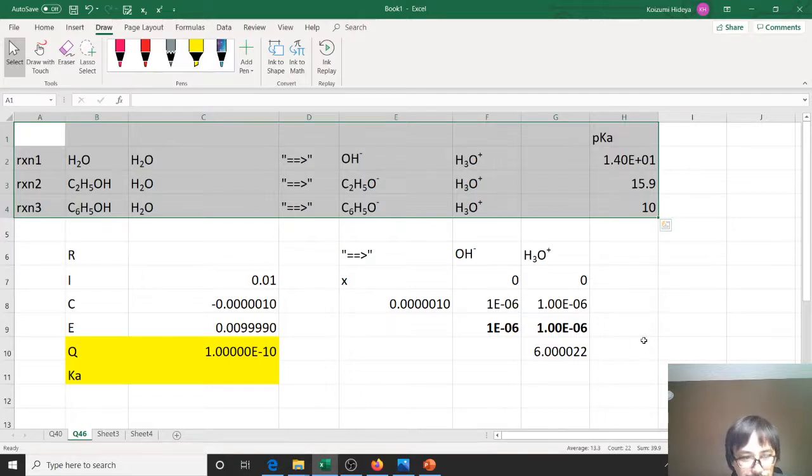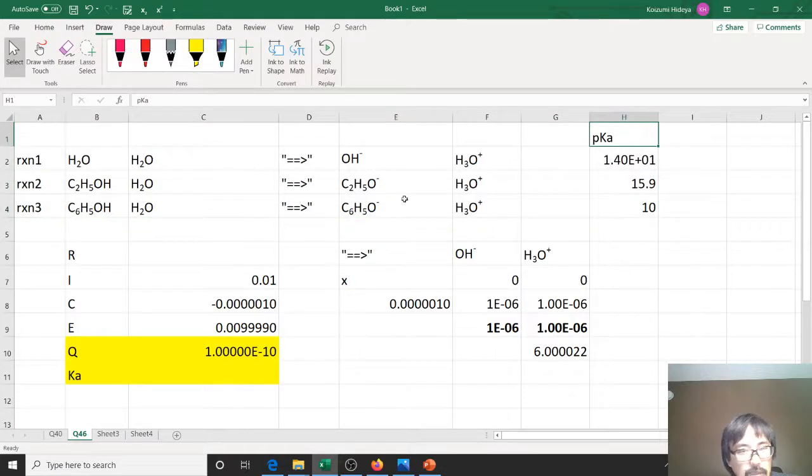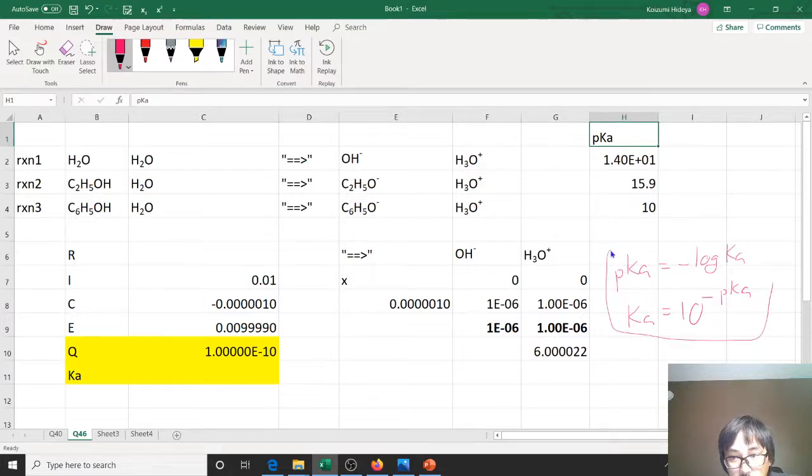So for this, let's just try to find out what the pKa is, right? So what is pKa? pKa is equal to minus log of Ka, right? And then Ka right here is equal to 10 to the power of negative pKa, right? So that's pretty much all I need to know.